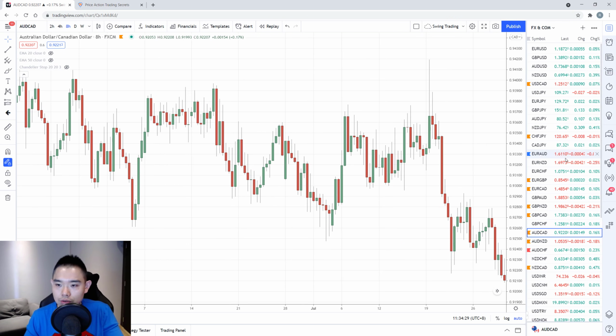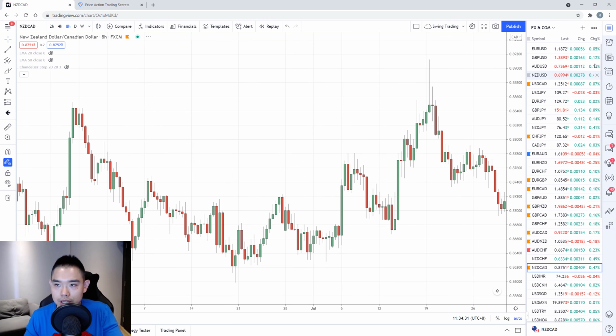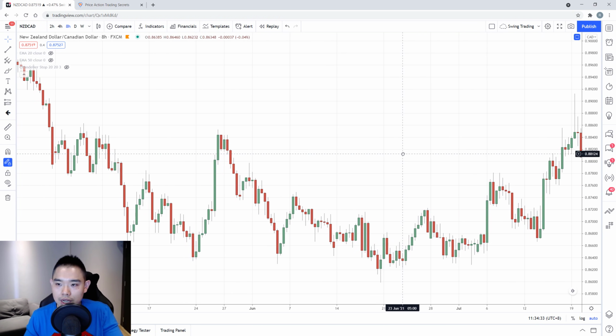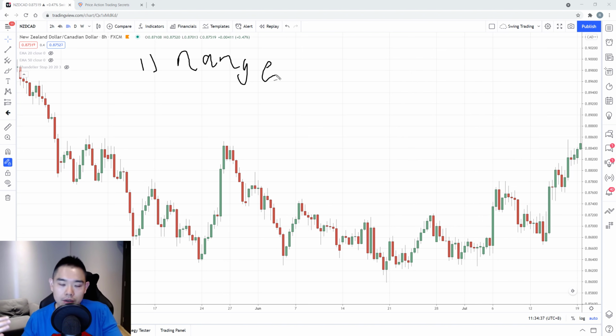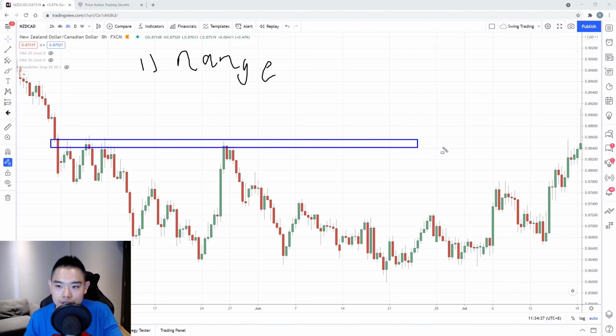Another trade that I took using similar principles is New Zealand Canadian. So let me walk you through the idea behind it step by step. Again, this currency pair, to me, is more of a range market. So again, I can choose to buy low, sell high, buy near the lows of the range, or sell near the highs of the range. And on top of it, this one came into this area of resistance.